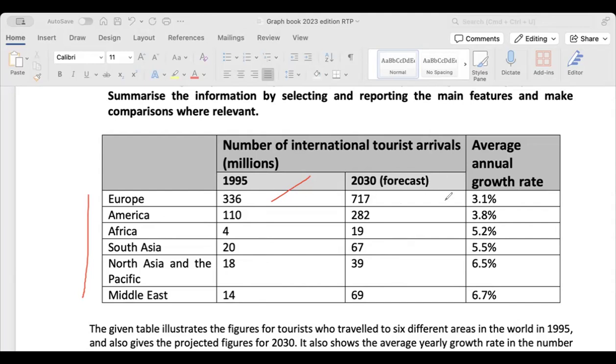Okay, let's just do this much and leave this. Now, from this part, in the overall we used to write one feature from this, and one feature of the average annual. Which region had the highest average annual growth rate? Middle East. Middle East. And which had the least? Europe. Europe. That would be our second feature. Is that fine?